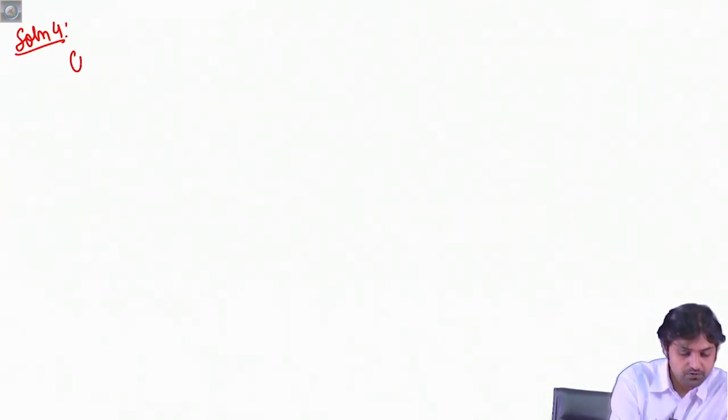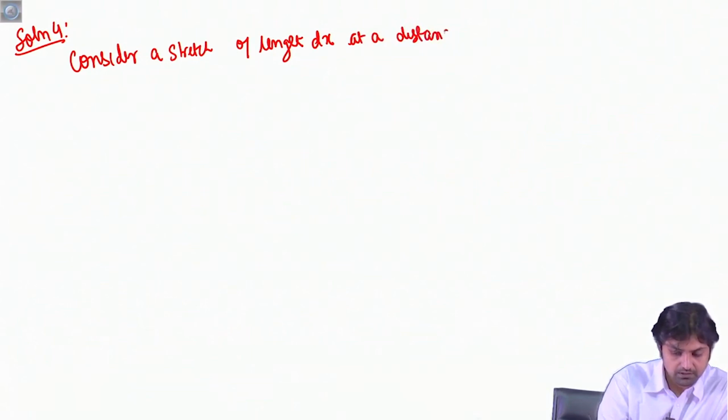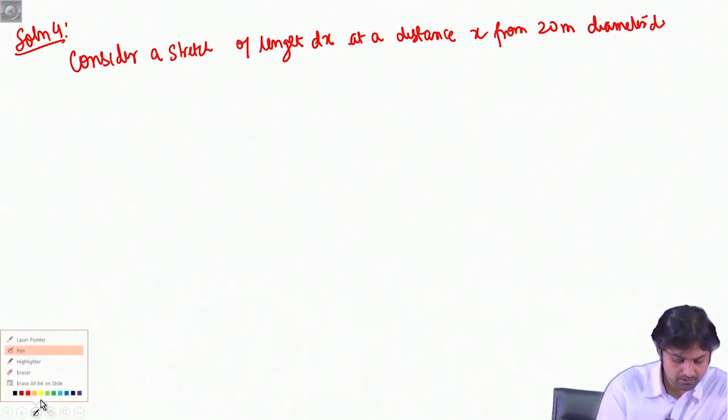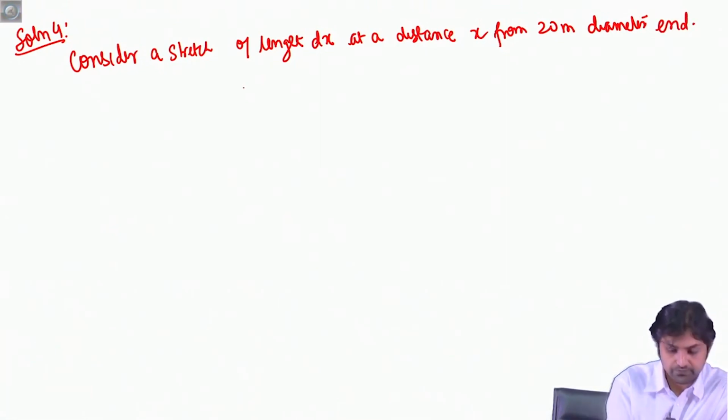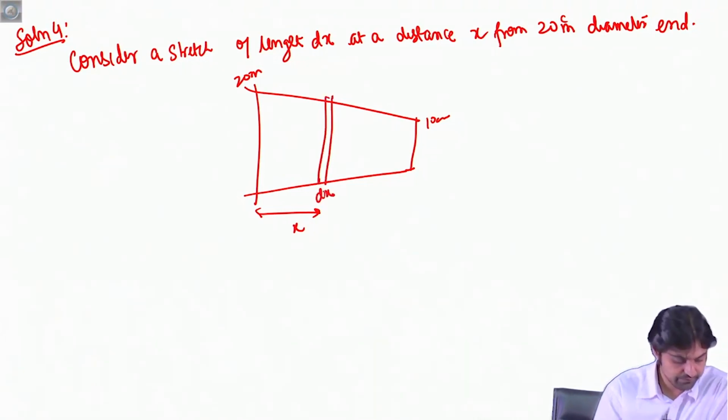All right. So, we consider a stretch of length dx at a distance x from the 20 centimeter diameter end. This was the 20 centimeter diameter end, and this was 10 centimeter. So, we assume at a distance x a strip of thickness dx here.